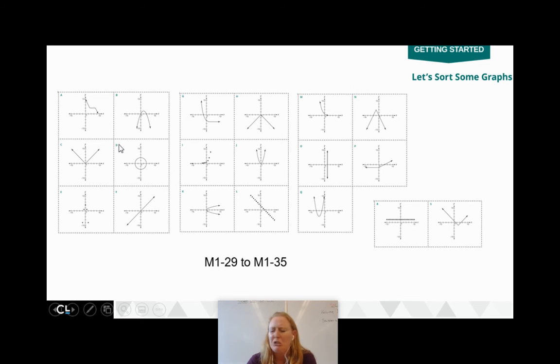Don't cut off the letters. Don't cut off the labels. That's sad. But I would like you to cut all of these out. That's why I said you were going to need a pair of scissors today. So go ahead and hit pause to cut out all your graphs and then hit play so that we can start playing with them.